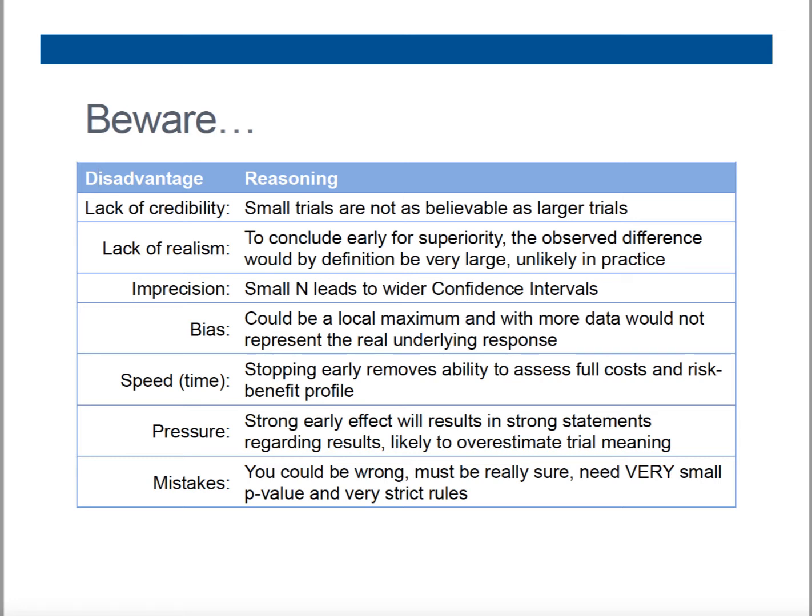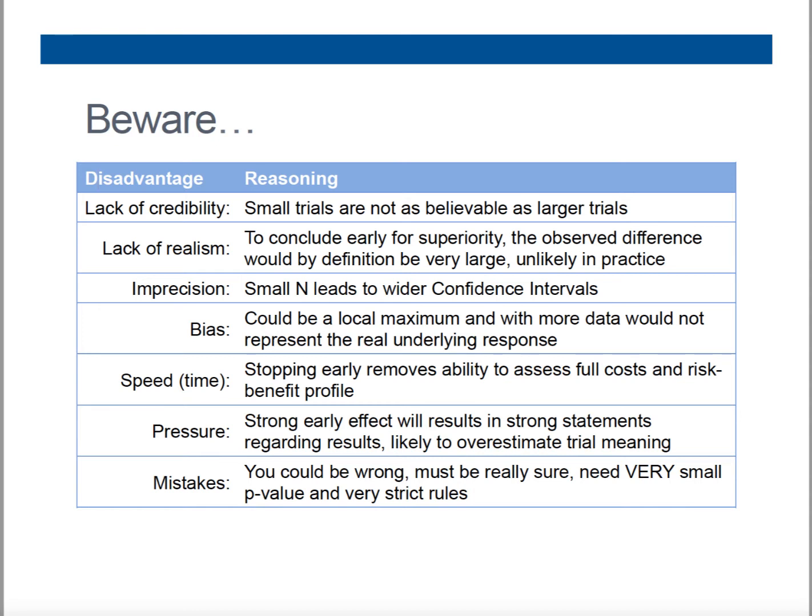So again, smaller n's lead to wider confidence intervals. Bias, this could be a local maximum, and more data would not represent the underlying response. Stopping early, of course, removes ability to assess full costs and risk-benefit profile. Strong early effects result in strong statements regarding results, and that may be overestimating the trial meaning.